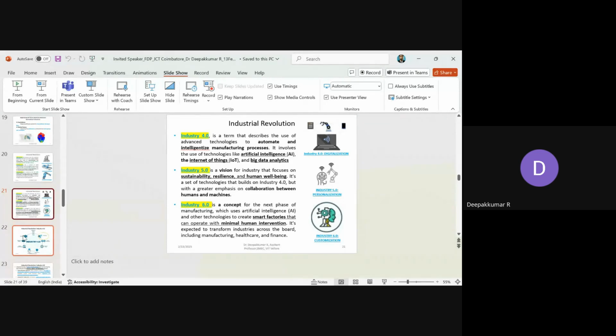And Industry 6.0 is a concept for the next phase of manufacturing. It's known as customization, which uses artificial intelligence and other technologies to create smart factories that can operate with minimal human intervention. So we will be doing a lot of customization in Industry 6.0.